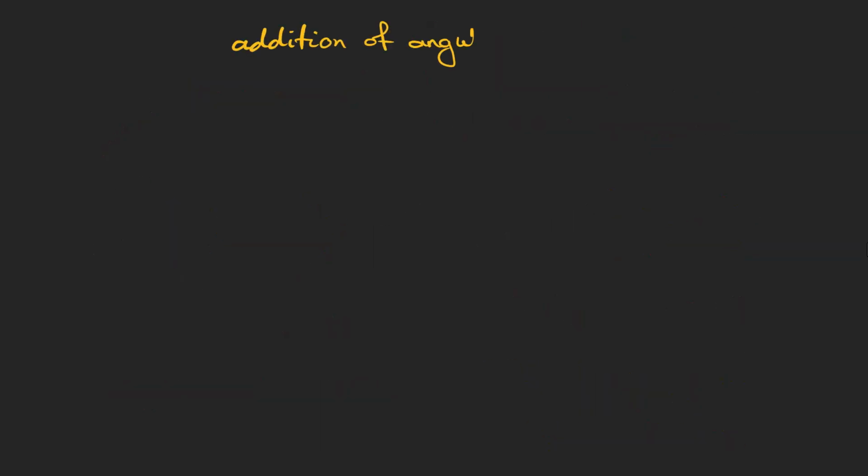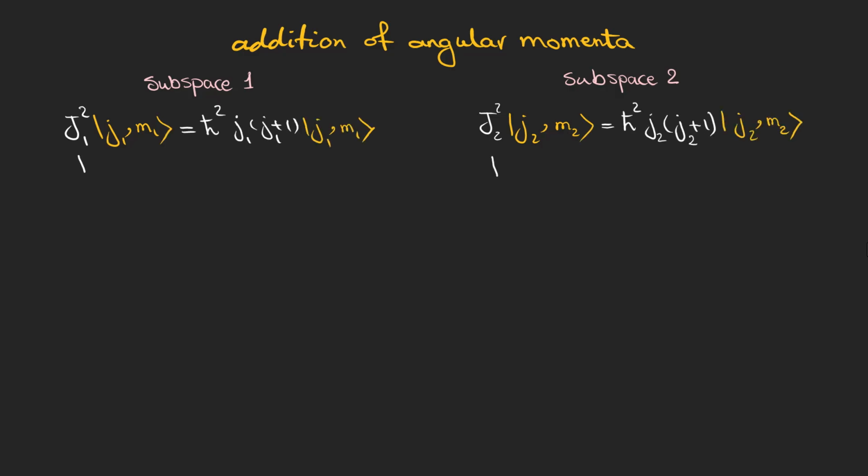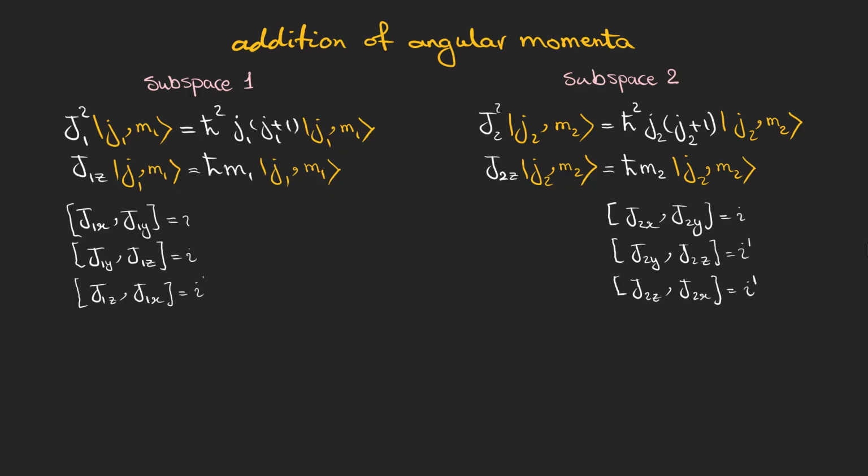So let's get to the concept of adding angular momenta in quantum physics. Suppose that we have two angular momenta in their subspaces of the Hilbert space. They have their own eigenstates, which are shown by kets, and also their eigenvalues, which are shown by quantum numbers j and m. These two angular momenta may refer to two distinct particles or two different properties of the same particle. We can also write these commutation relations for the two subspaces.